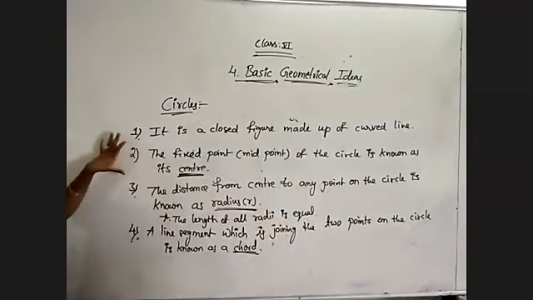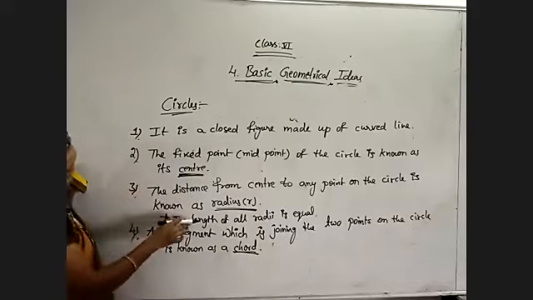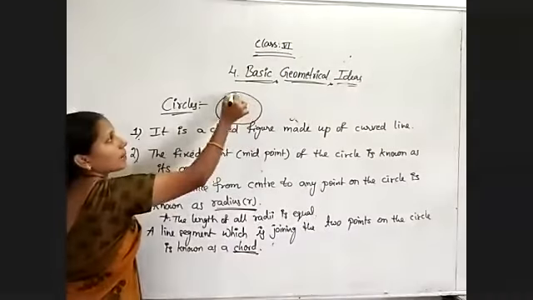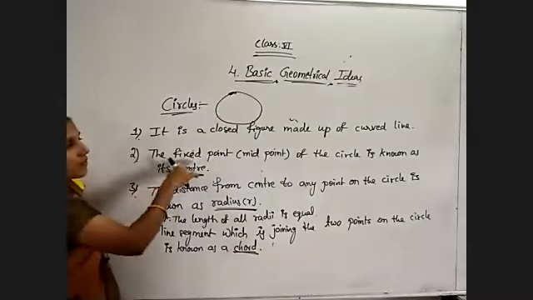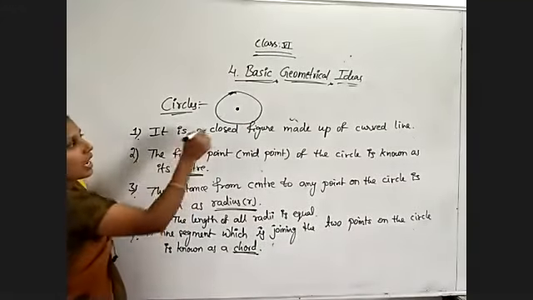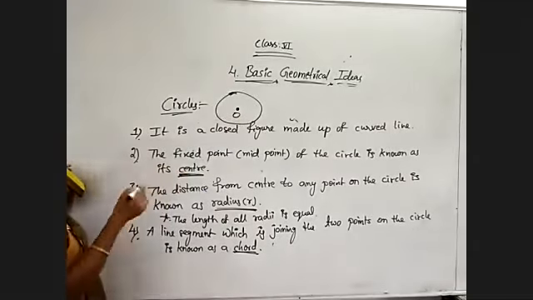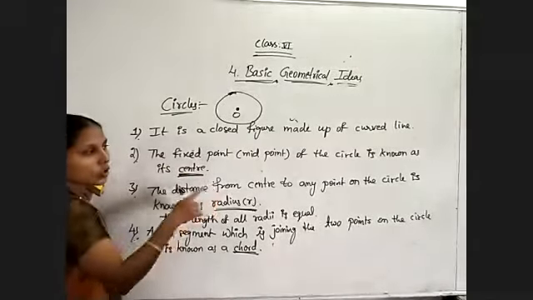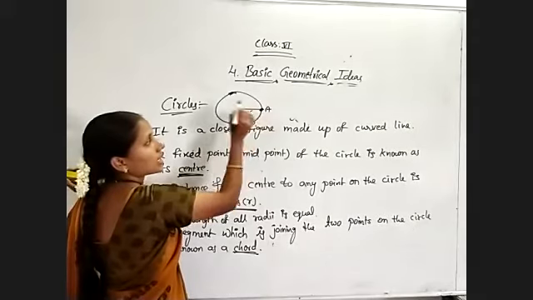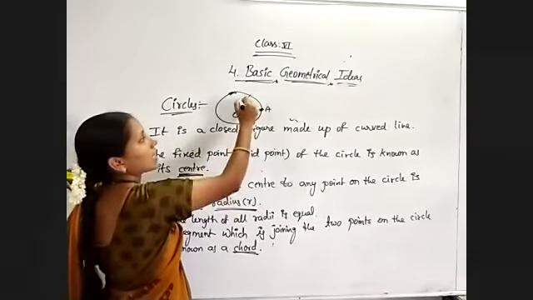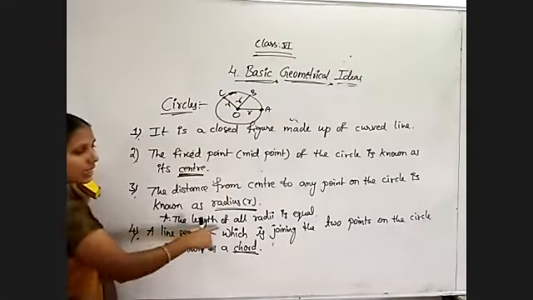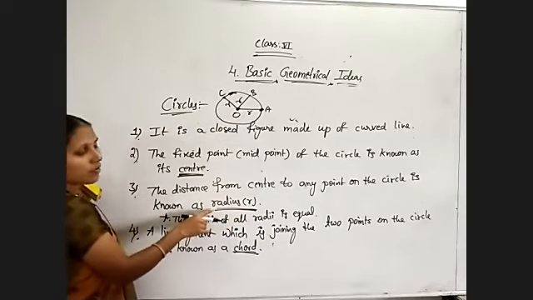So first of all, observe these points diagrammatically, I am explaining now. A circle is a closed figure made up of curved line. Next, the fixed point, that is the midpoint of the circle, is known as its center, and it is always denoted by capital letters. Any letter you can use. And the distance from center to any point on the circle is called a radius, and all the radii are equal in length. Always those are equal. Radii is the plural form of radius.